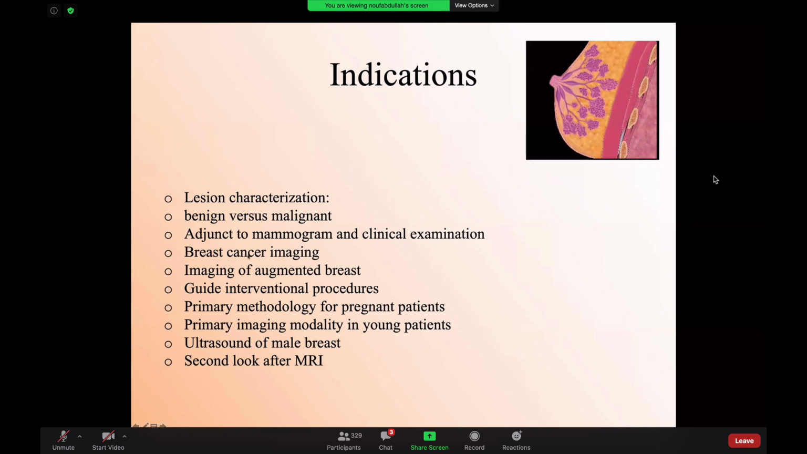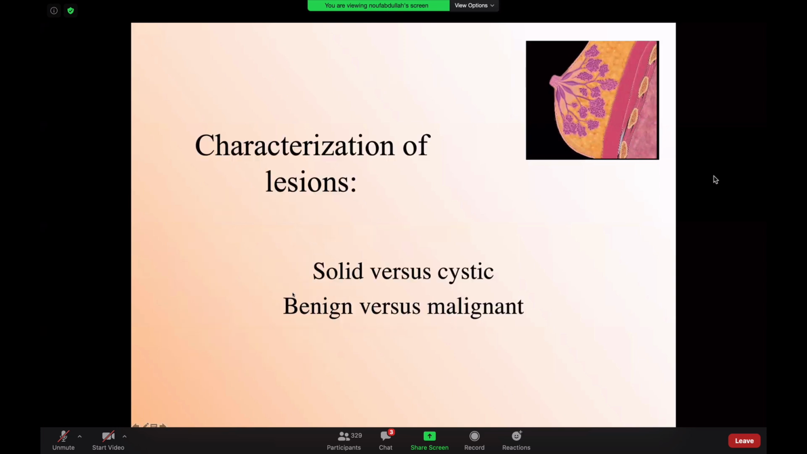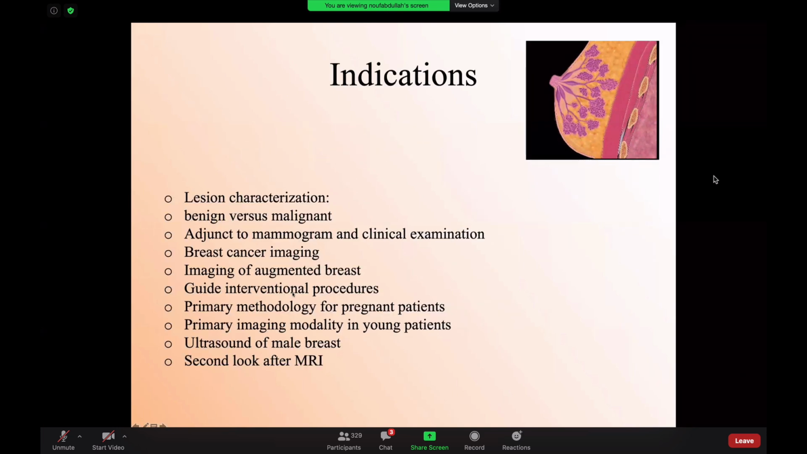In cases of breast cancer, you will always need an ultrasound. In cases of patient who has augmented breast, you will need an ultrasound. In cases that you need to do a biopsy, ultrasound is the easiest way to do the biopsy. And when you have a young patient, less than 40 years, usually you will start with ultrasound. I prefer to do ultrasound for male breasts instead of mammogram because it's less painful and no radiation exposure. And then you might hear about what we call a second look ultrasound after MRI.